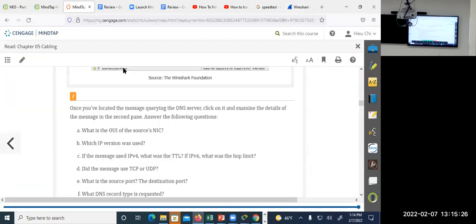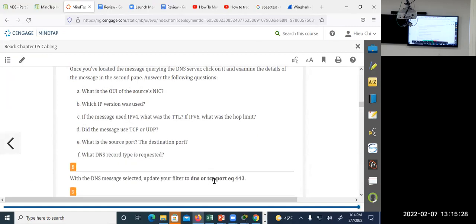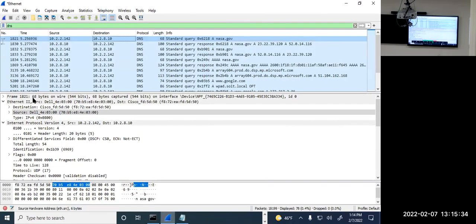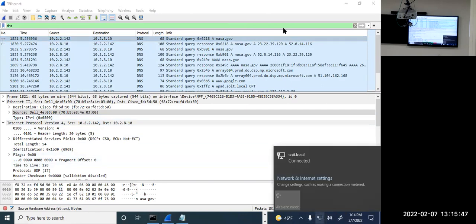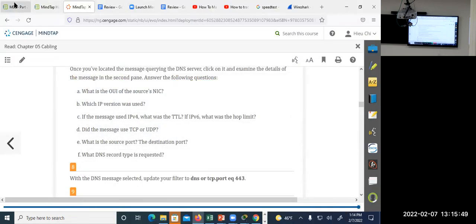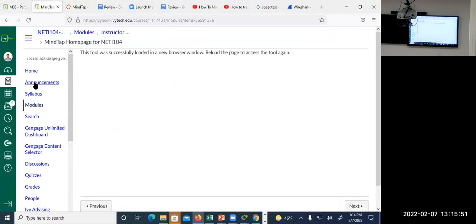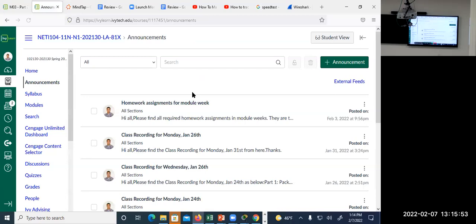Now, what is the second one? IP version. You can look it up in the IP version here. See, IP version here, version 4. Some of you can see version 6, depending on the computer. And if you want to force your computer to work only with IP version 4, I think I will make an announcement for that one.